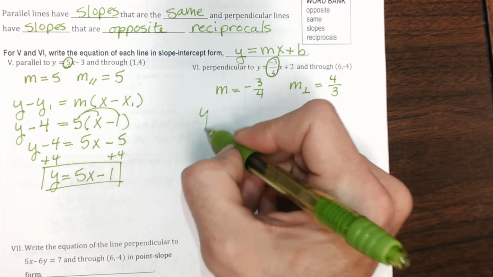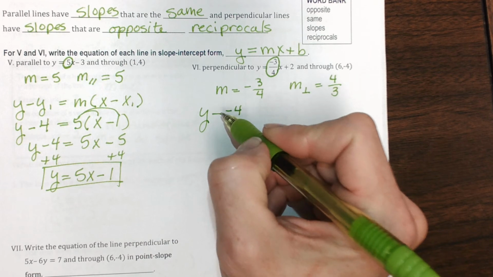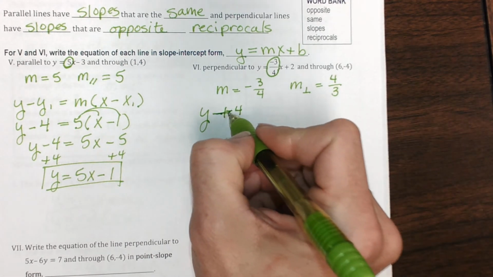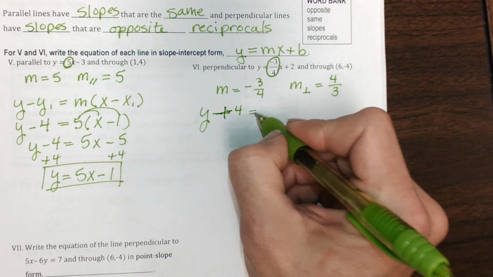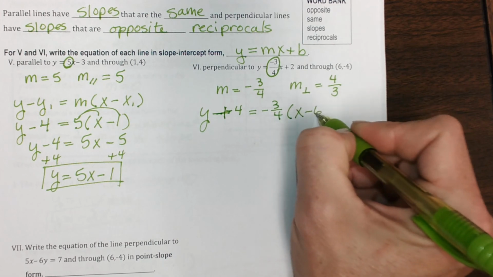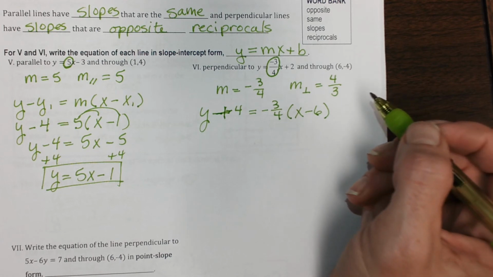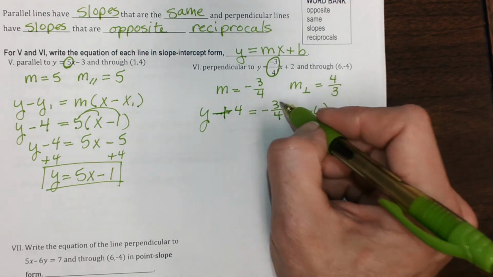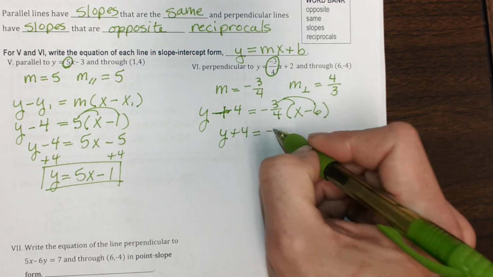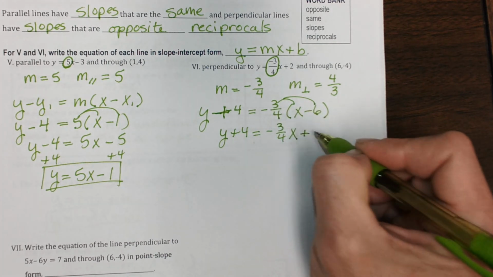So we've got y minus y1. Now this is a -4. So remember, minus a negative is always going to give us plus. So that's a +4. I just changed it to... is equal to -3/4 times x minus 6. So again, we're putting it in point slope form. Nope, slope-intercept form, excuse me. So we're going to distribute. We have y plus 4 is equal to -3/4 x. And then we have a negative, so it's going to be positive.